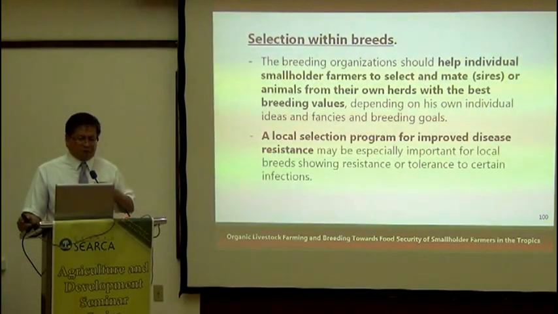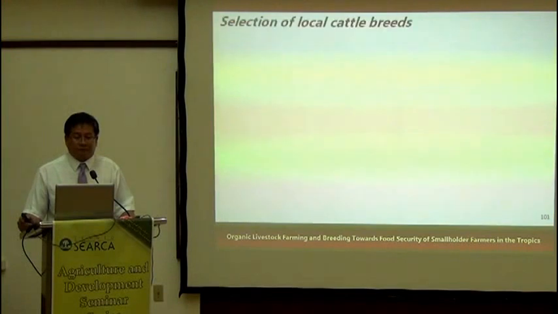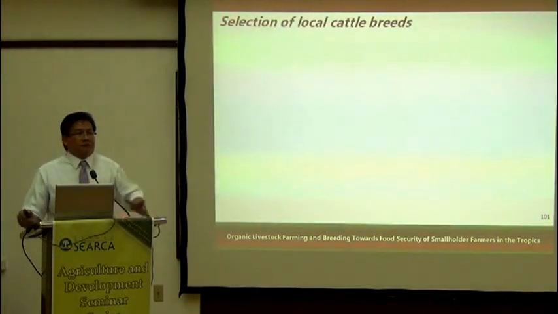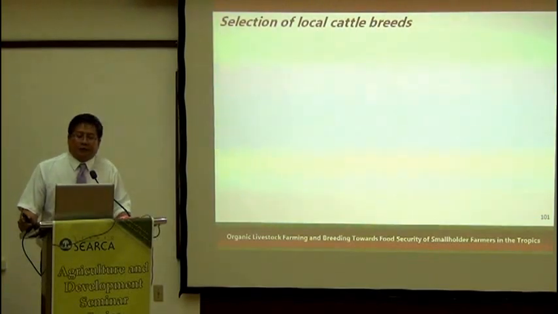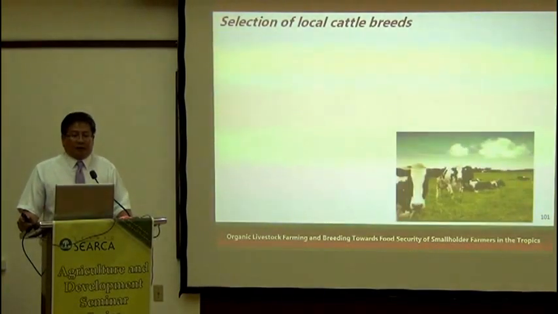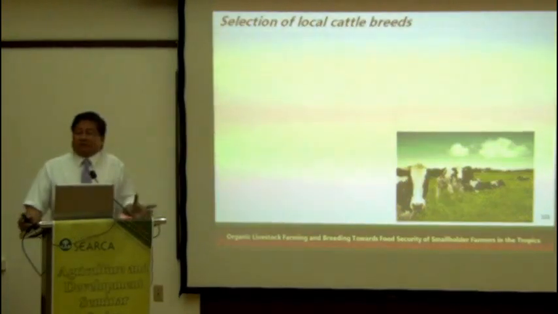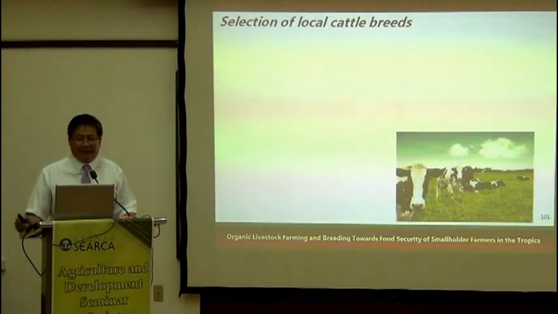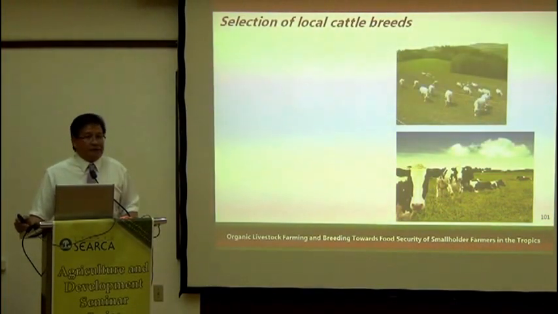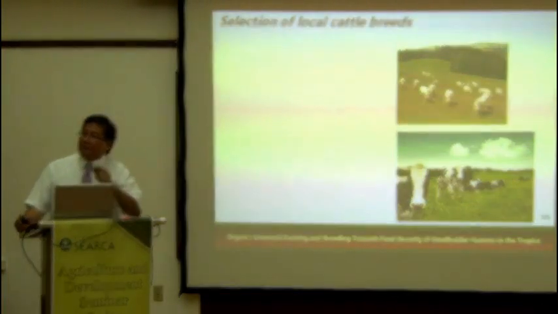And then perhaps one thing that might be considered would be to put up a local program for animals that are known for disease resistance. And this is actually being done in other countries. Just to show you some pictures again, like in Europe, they've done these Holstein Friesian animals. Of course, it originated from Holland. You might have also heard Holstein is made for milk production.